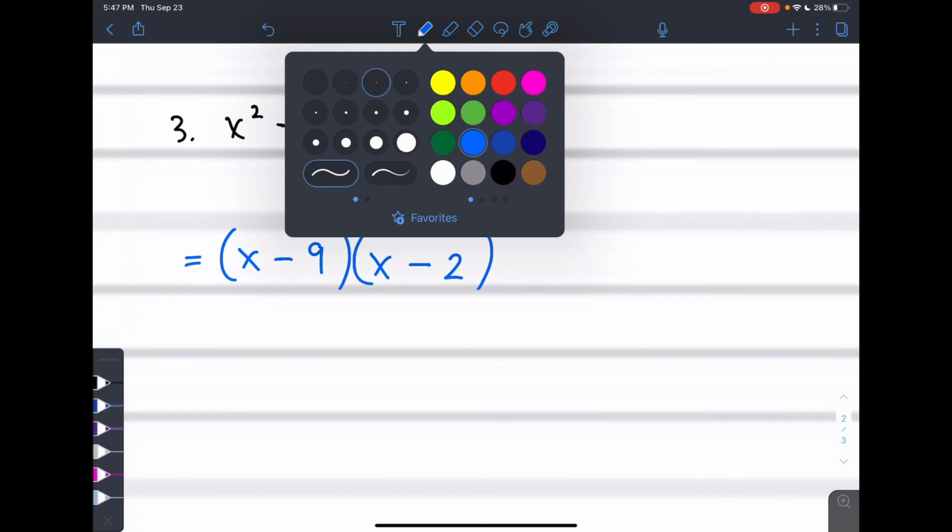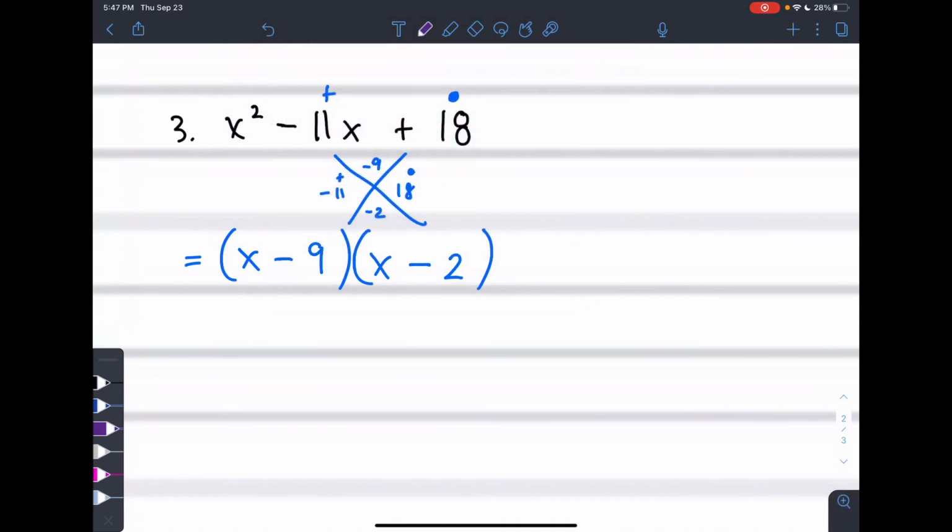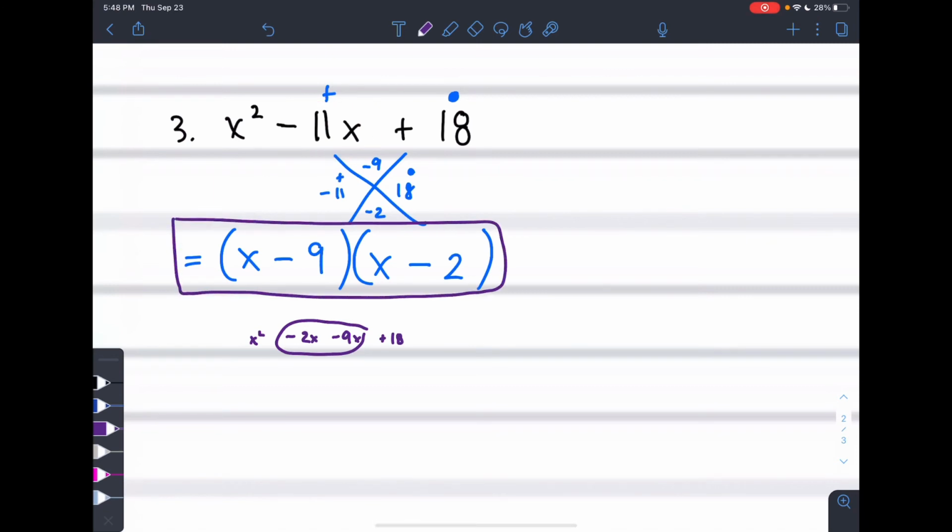And to triple check our work, FOILing it out again, we get x squared minus 2x minus 9x plus 18, okay? Negative 2 minus 9 equals negative 11x. That means this is factored correctly, okay?